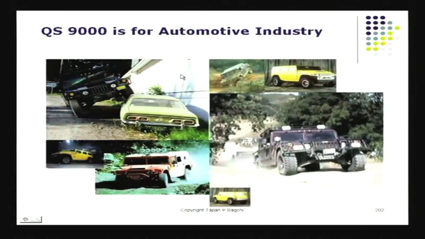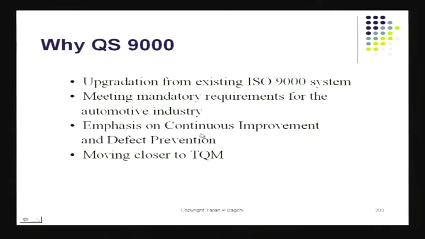And the result was that autos, and not only autos but also auto parts manufacturers, had to conform to QS 9000. So QS 9000 is built on the existing ISO 9000 system, plus it adds certain mandatory additional requirements. And it also emphasizes continuous improvement, which it borrows from TQM, and it moves the whole thing more toward TQM.